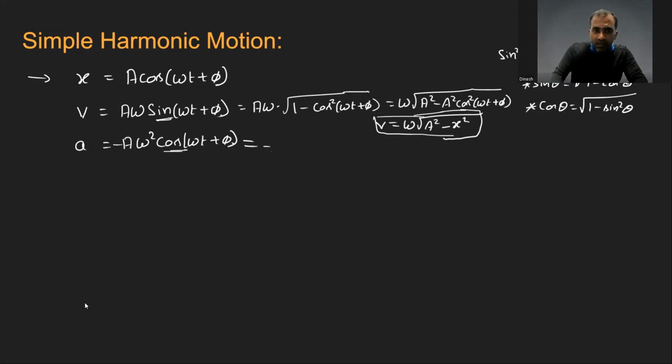Minus omega square into under root of A also inside. Now it becomes A square cos square. Can we write it as A square? A inside, it becomes A square. Cos theta, I'm writing it as root of 1 minus sine square.